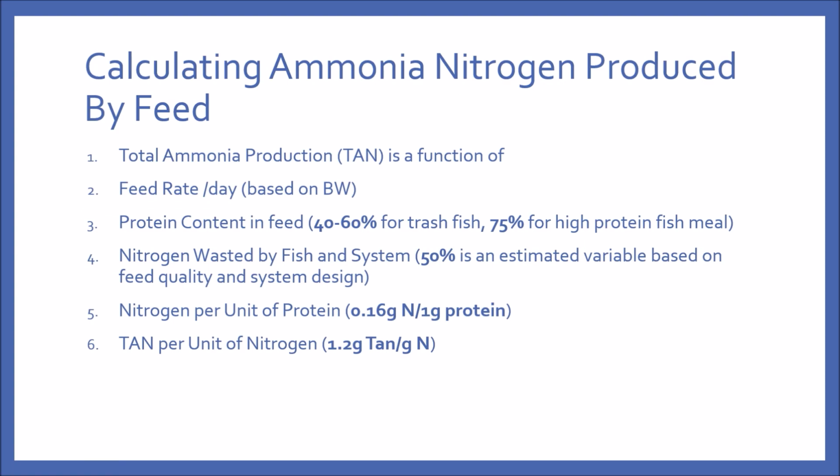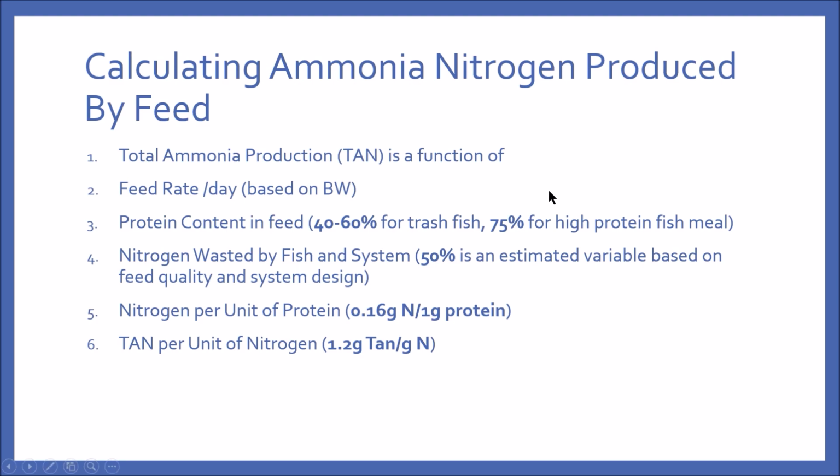Total ammonia production, which is the ammonia that is harmful to the crab, is a function of the feeding rate, how much we are feeding a day, and it's also a function of the protein content in the feed. Typically for trash fish, higher quality trash fish could mean up to 40% protein, while high protein fish meal can sometimes reach up to 60 to 75%. These are the two building blocks of where your ammonia is coming from.